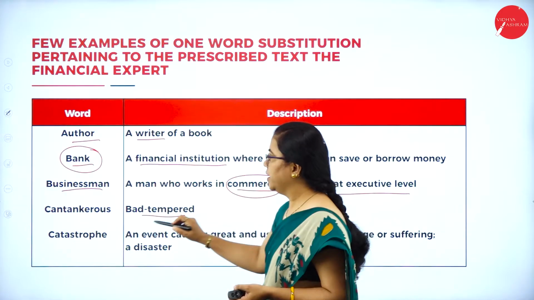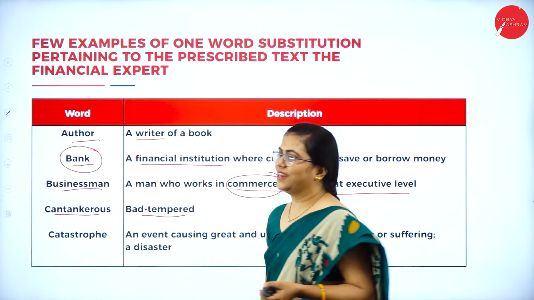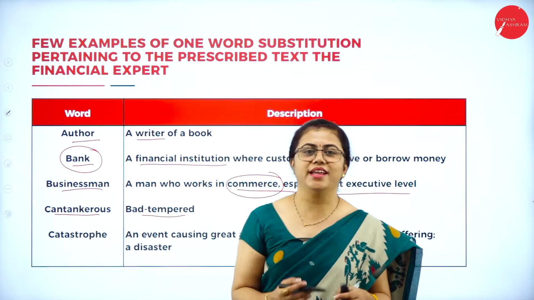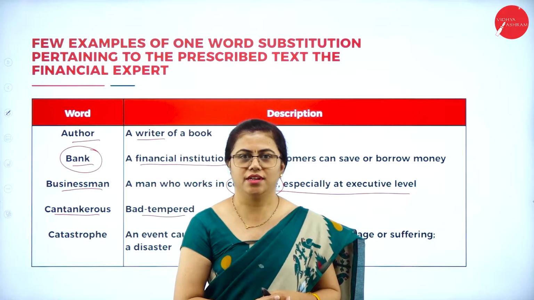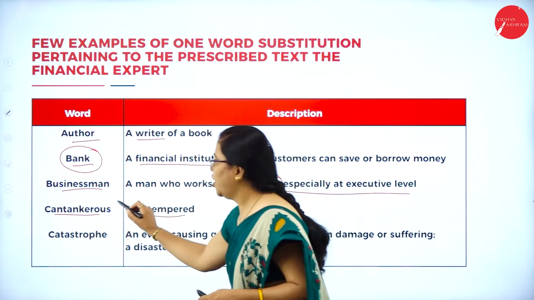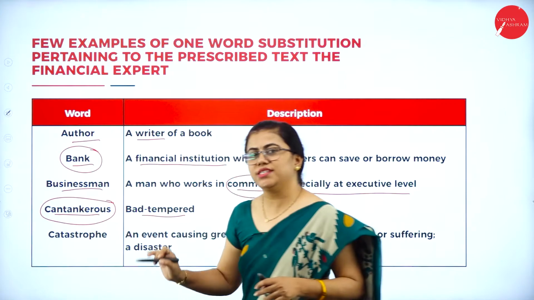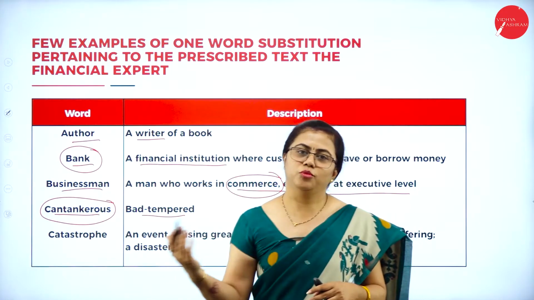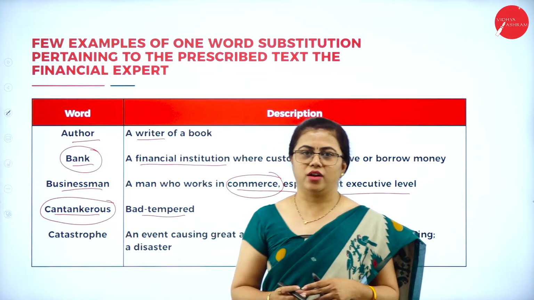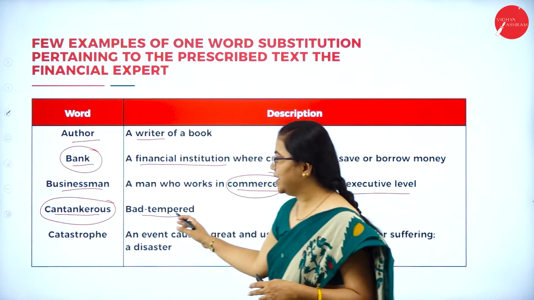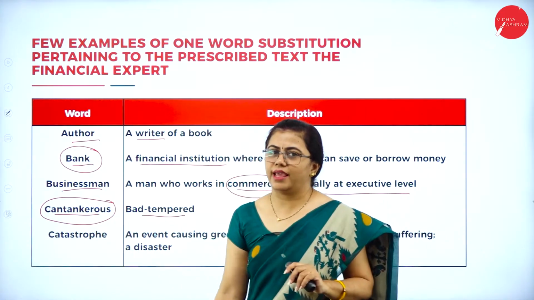Bad tempered is nothing but cantankerous. Margaya is referred to as a cantankerous person. It is not a very common word, so just keep it in mind. You may not be asked about that word at all, but since it is there in the text, I have just cited that example to you.